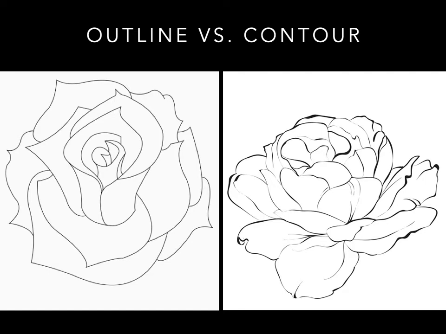So without that extra information of what it looks like as a three-dimensional object, it is not contour line. Notice there's no value in this object as well. It is not through value that the three-dimensional boundary is recorded, but strictly through line.